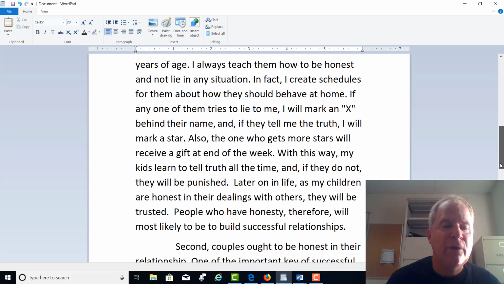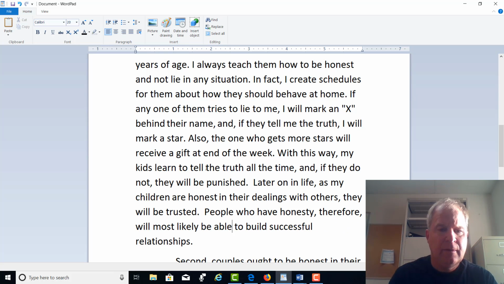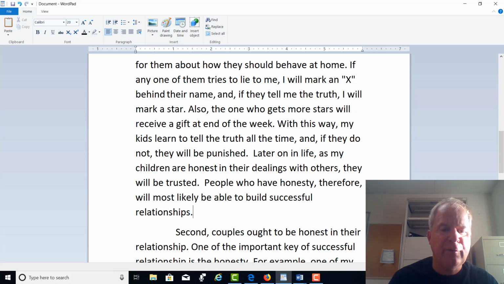Also, the one who gets more stars will receive a gift at the end of the week. With this way, my kids learn to tell the truth. They learn to tell the truth all the time. If they do not, they will be punished. Later on in life, as my children are honest in their dealings with others, they will be trusted. And people who have honesty, therefore, will most likely be able to build successful relationships.